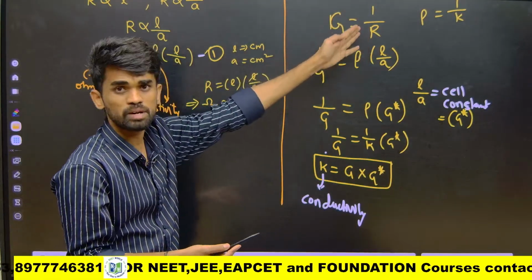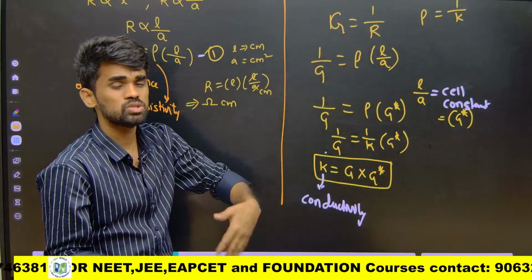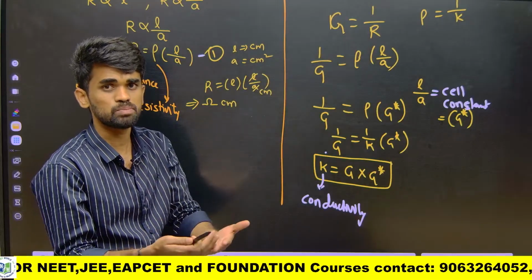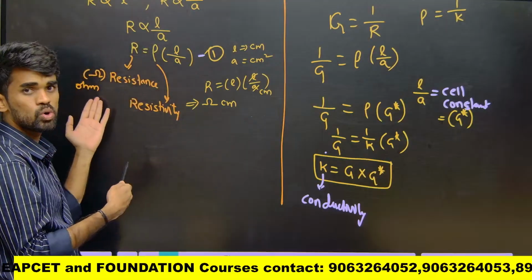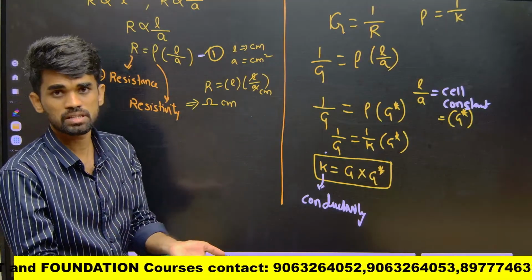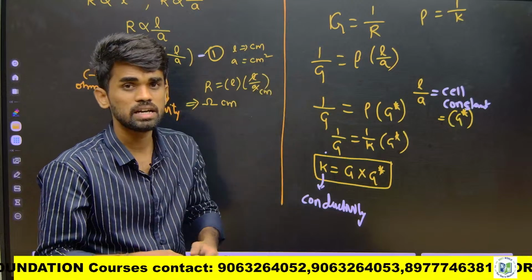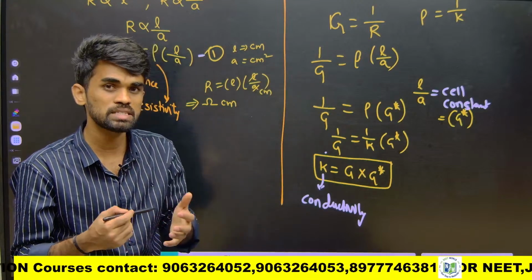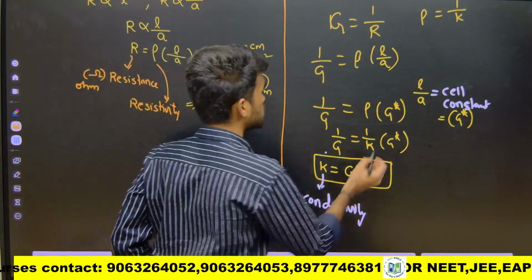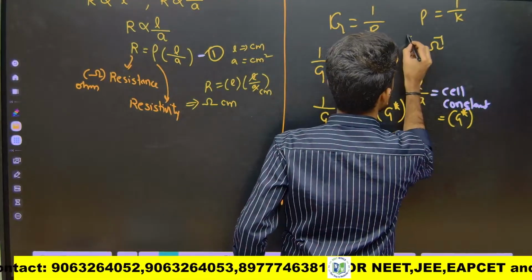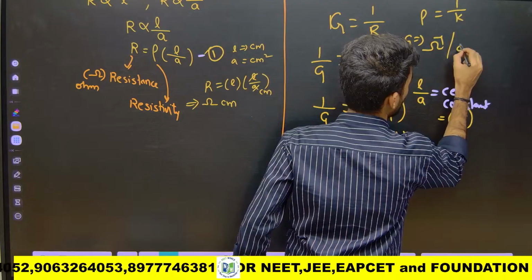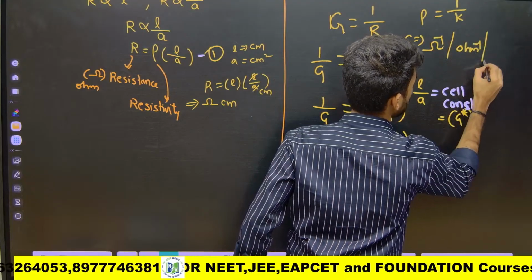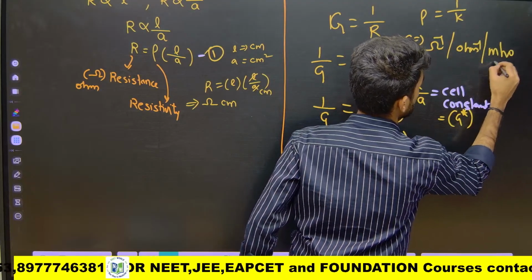1 by rho, 1 by R we have. 1 by R means what? So inverse of resistance, or reciprocal of resistance. Reciprocal of resistance means reciprocal of ohm, so that will be ohm inverse, that's it. What is the units for conductance? It is ohm inverse, or you can simply say mho. So you can say ohm inverse is the units for G, or you can say mho, like this.